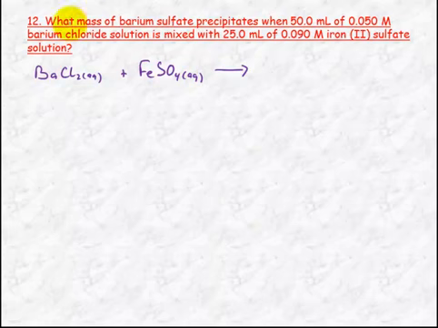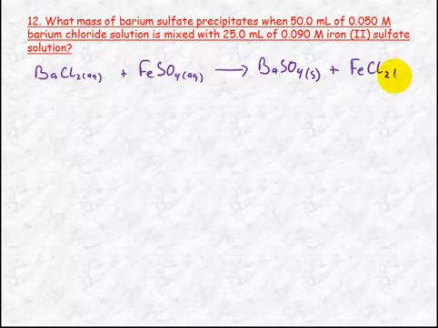What's it forming? What mass of barium sulfate precipitates? That gives me my first product, barium sulfate, and it's a solid because it's precipitating. The other product is the other 2 ions, which will be aqueous, and they are iron and chloride, of which there'll be 2, and that is aqueous.